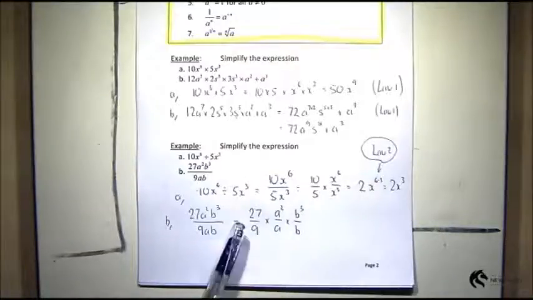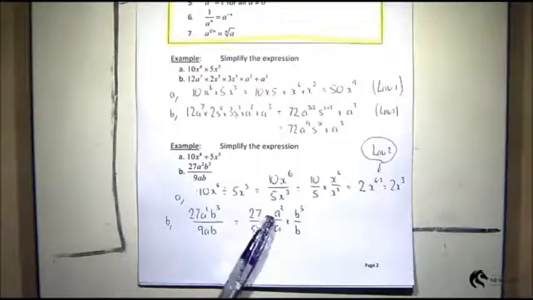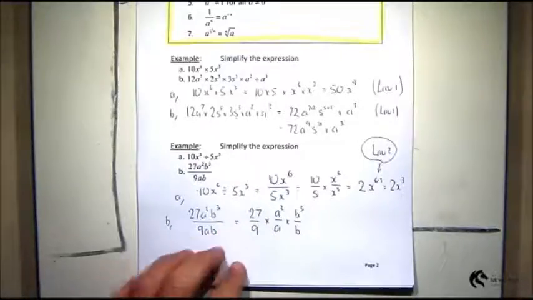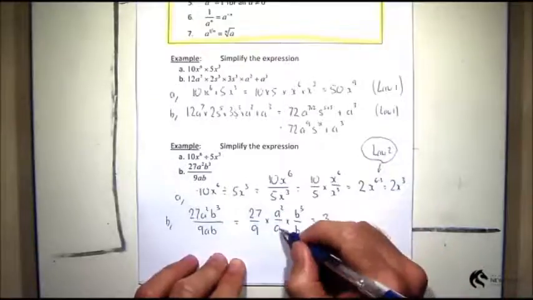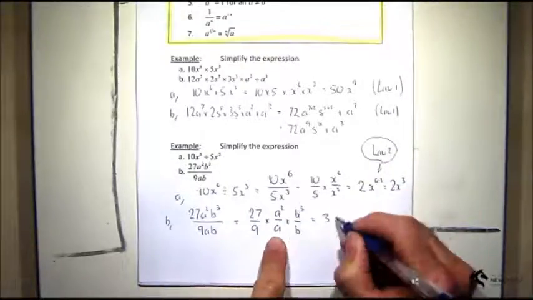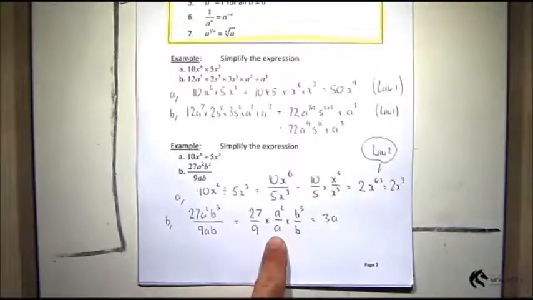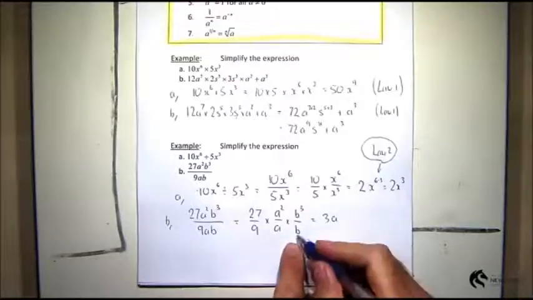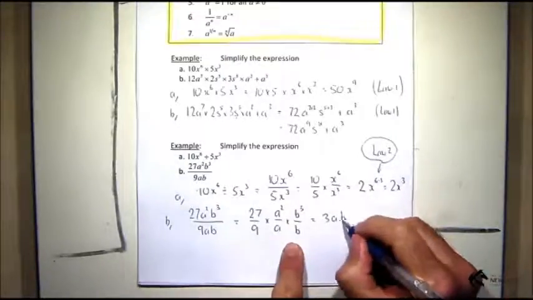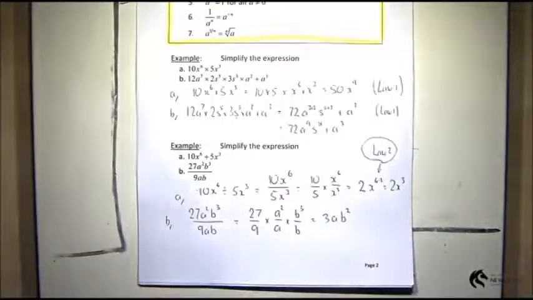And now you can see that I'm working with numbers with the same base here, A and A, B and B there. So 27 divided by 9 is 3. A squared divided by A is A to the 2 minus 1, so that's A to the power 1. And if it's a power 1, we usually just don't bother to write that power. And finally, B cubed divided by B, that's B to the 3 minus 1, so that is B squared. And again, I used law 2 sitting in there.